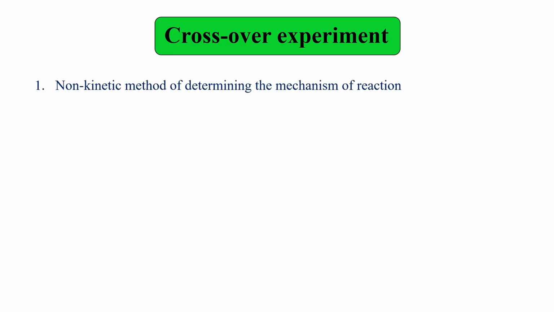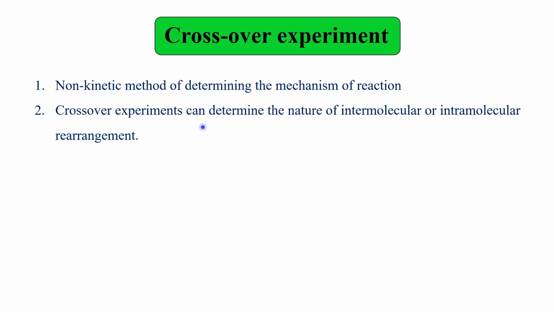It is a non-kinetic method of determining the mechanism of a reaction. What does non-kinetic mean? It does not give the direct rate of reaction. It gives the clues and steps, that's all. So it is different from the kinetic methods. Then crossover experiments can determine the nature of intermolecular or intramolecular rearrangement.